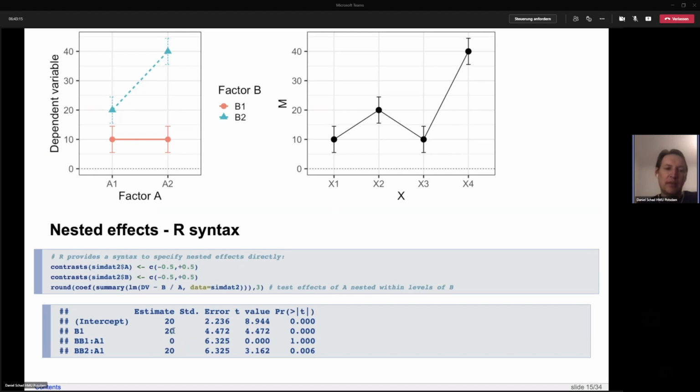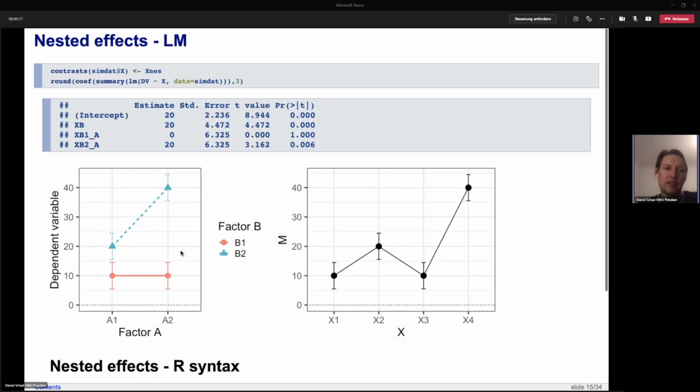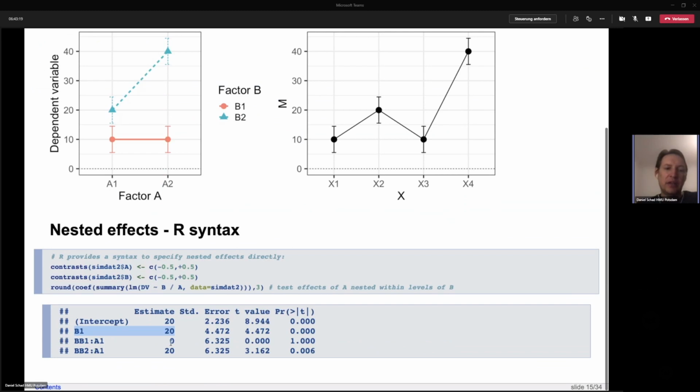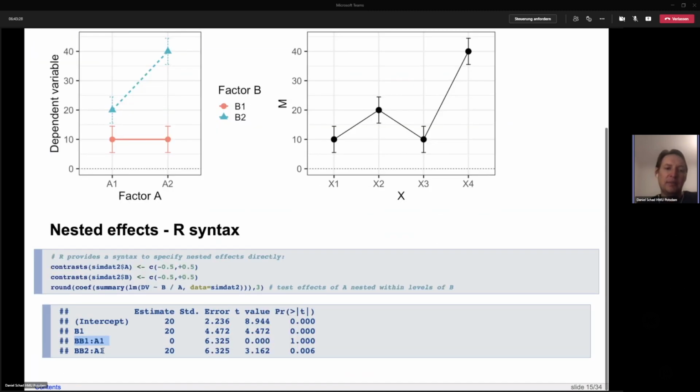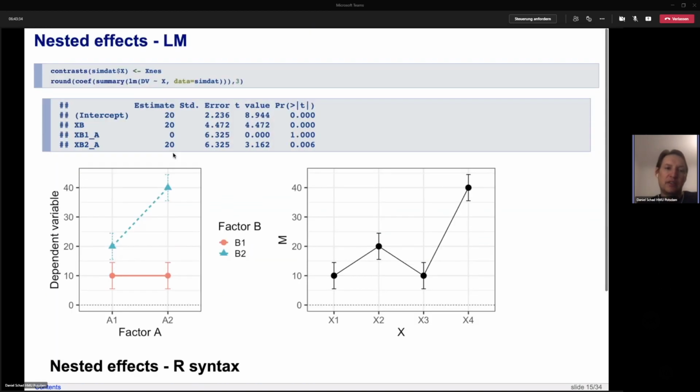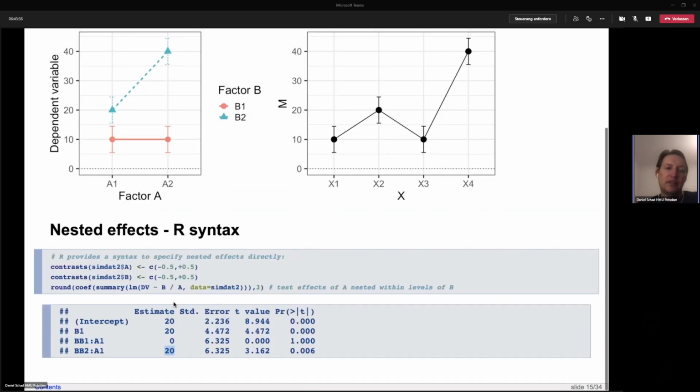So you get, again, the main effect of B, that is 20, just as above. And now you get the nested main effect of A within B1, that's 0, just as up here. And the nested main effect of A within B2, that's 20, just as above here. Okay, so just by using the slash, we can specify this nesting structure in R directly.